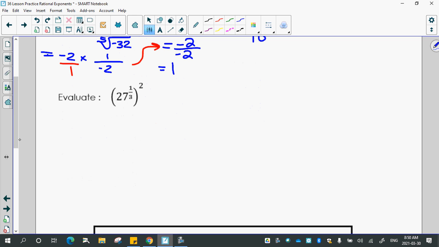All right, evaluate 27 to the 1/3 squared. So, knowing what we know, we could rewrite the inside as the third root of 27, squared. The third root of 27 is 3. Squared is 9. Okay, I want to look at this in a different way now.